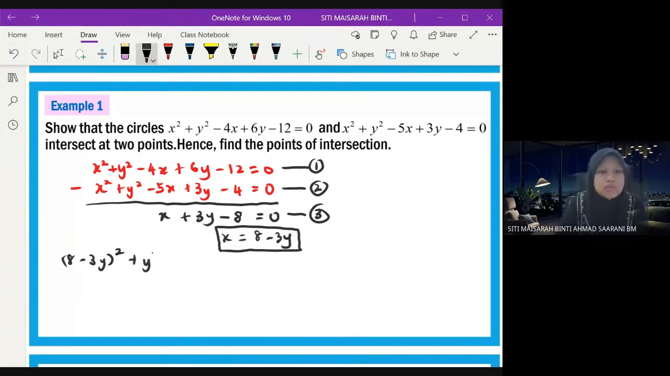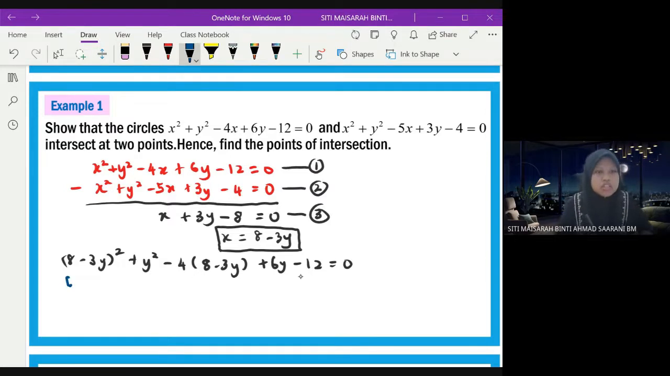Plus y square minus 4 times 8 minus 3y plus 6y minus 12 is equal to 0. So then kita kena kembang lah. Tak ada pilihan ni, kita kena kembang. So we get 64 minus 48y plus 9y square plus y square minus 32 plus 12y plus 6y minus 12 is equal to 0.